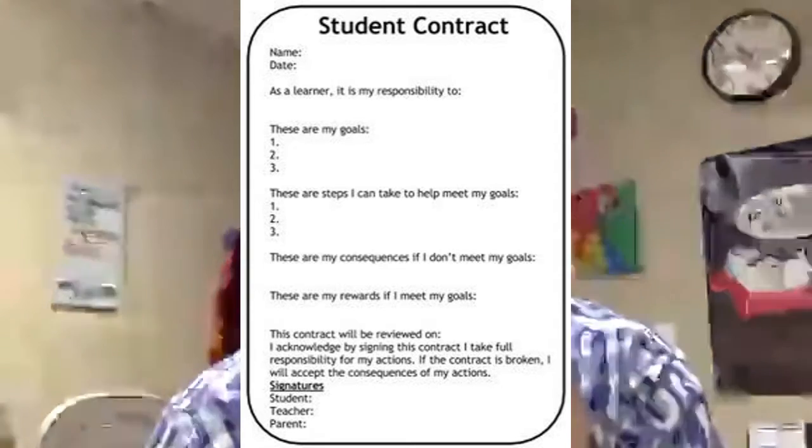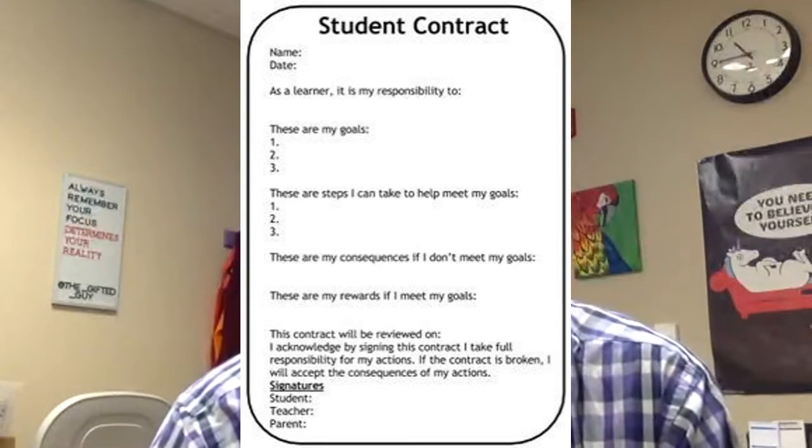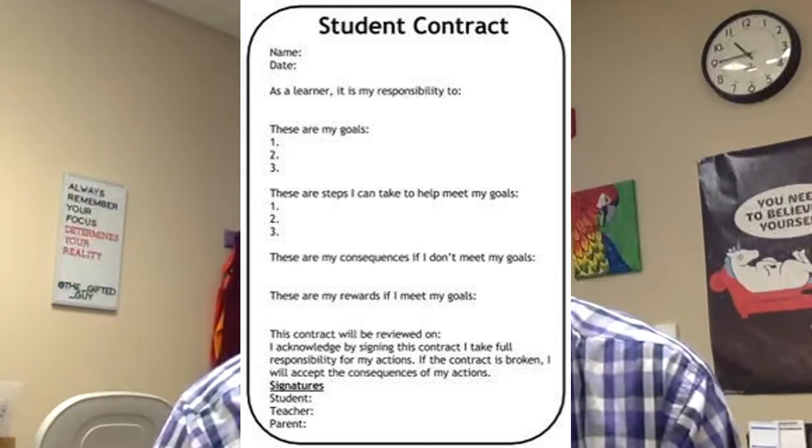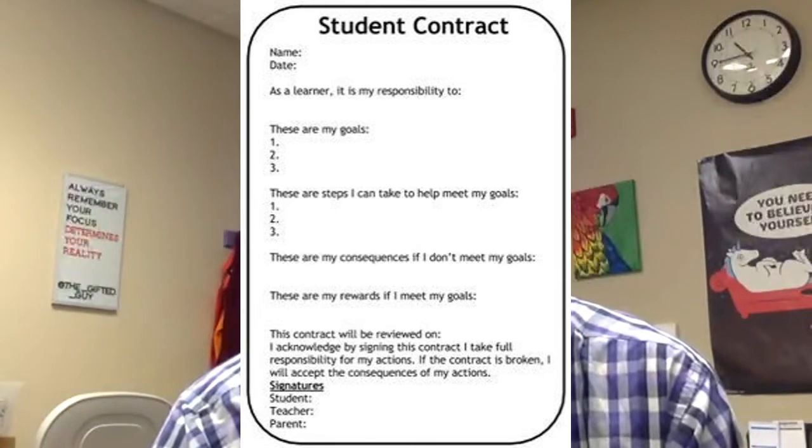And then you can see here it gives a place for the student signature, the teacher signature, and equally important is the parent signature. Contracts can be used to communicate with parents on what is going on. I know I've talked about the use of syllabi and sending them home to communicate with parents, but the student contract, by the parent signing, puts them in this partnership of this project. So it's not just the teacher and student, the parent is also part of this contractual obligation.